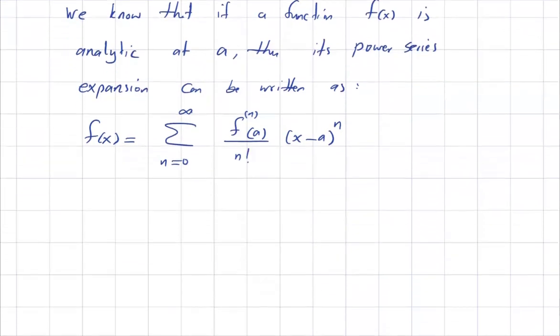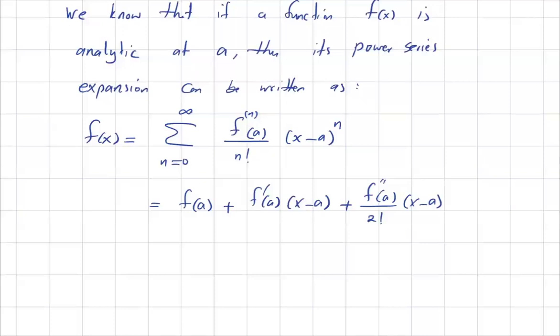Or in a simpler version, you have f of a plus f prime of a times x minus a, plus the second derivative of f at a divided by 2 factorial times x minus a to the second, plus you continue this process. Let us begin, right? What do we need? We need f of a, f prime of a, the second derivative at a, and so on.